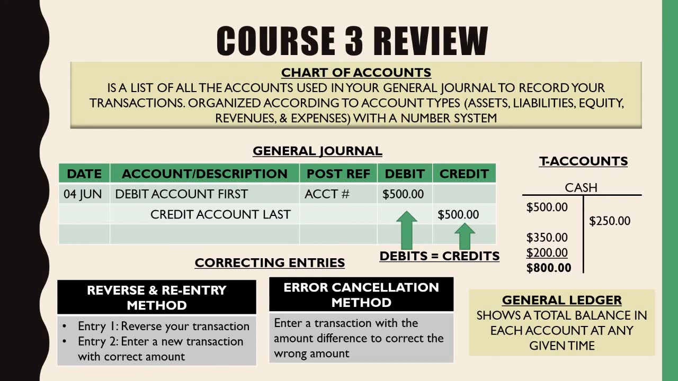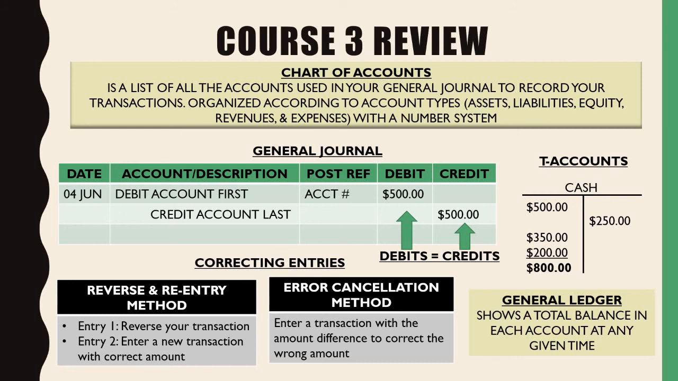We learned about the chart of accounts, right? That it's a list of every single account that exists in your business. We learned about the journal, how to properly journalize it by date, then the account names, the account numbers, and making sure that your debits equal your credits, right? That's definitely the rule of thumb here. And this is using the double entry system.